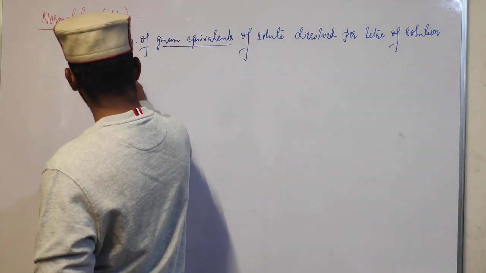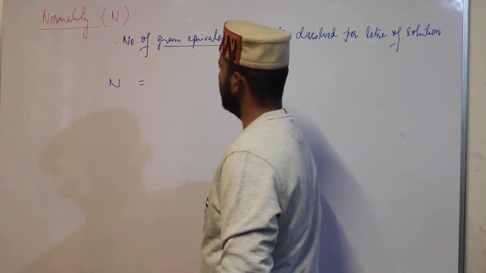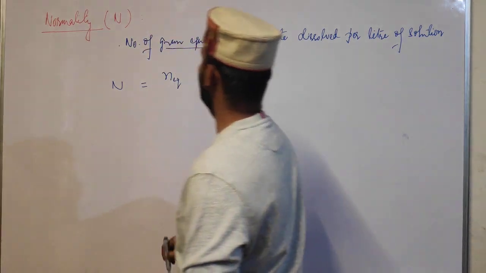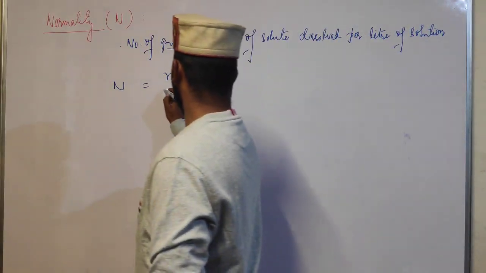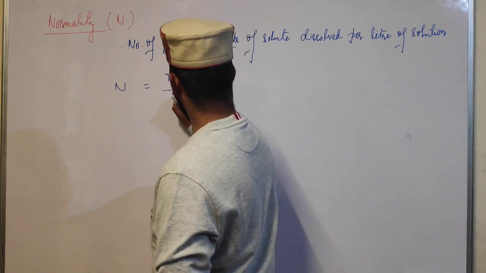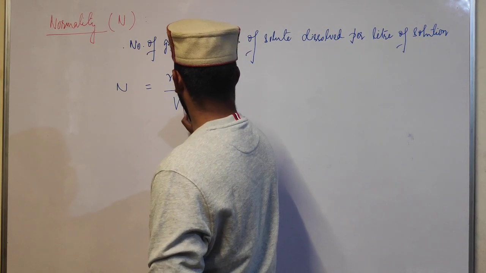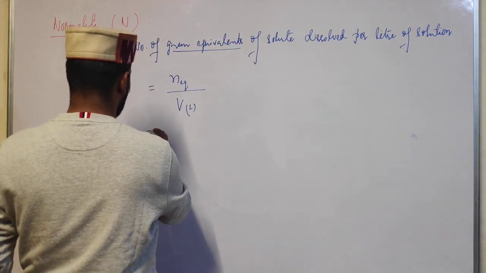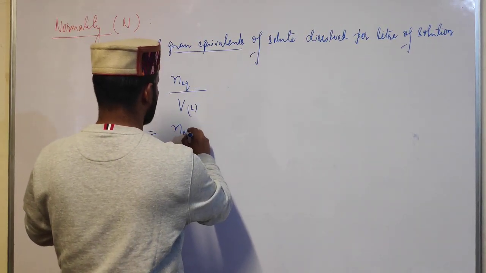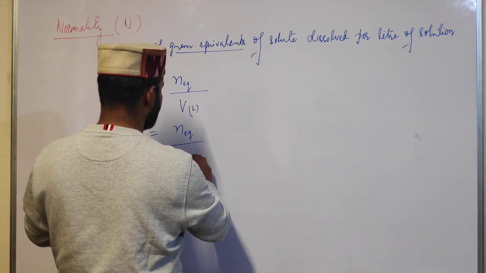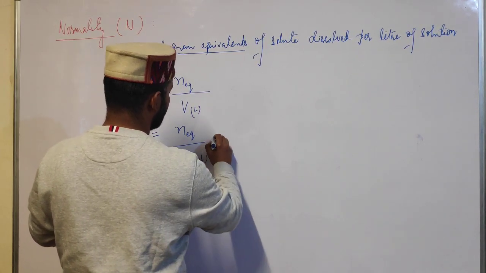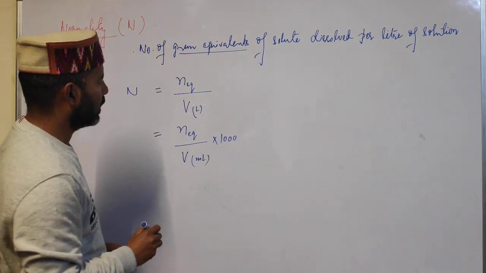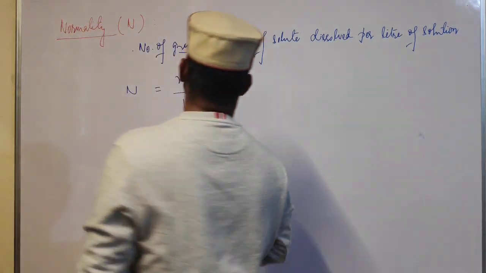So mathematically, if N is normality, the number of gram equivalents of solute, we represent by EQ, for equivalents, upon volume of solution, say in liters. So this is our first result. Now students, if the volume of the solution is given in milliliters, then we multiply this result by 1000. So this is normality.